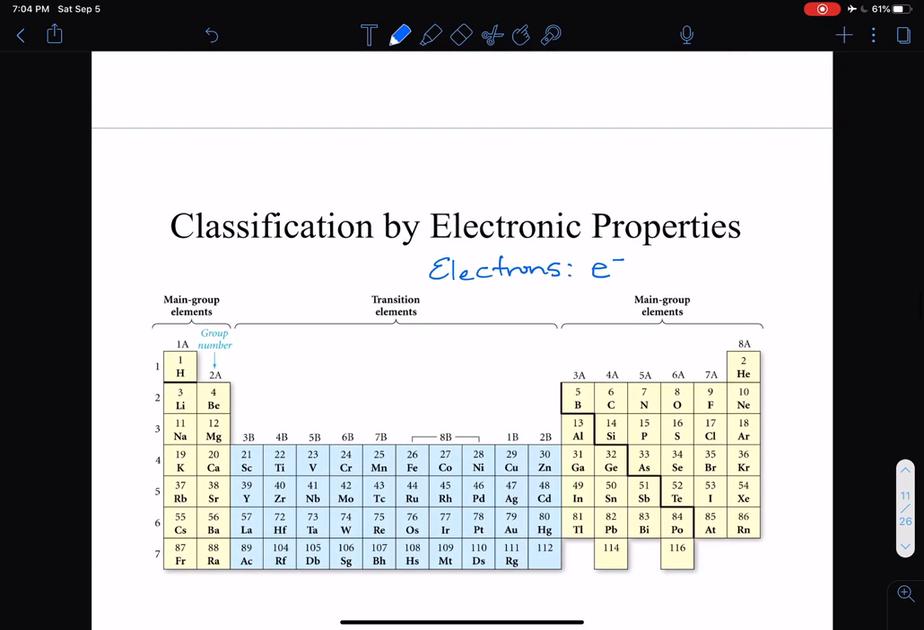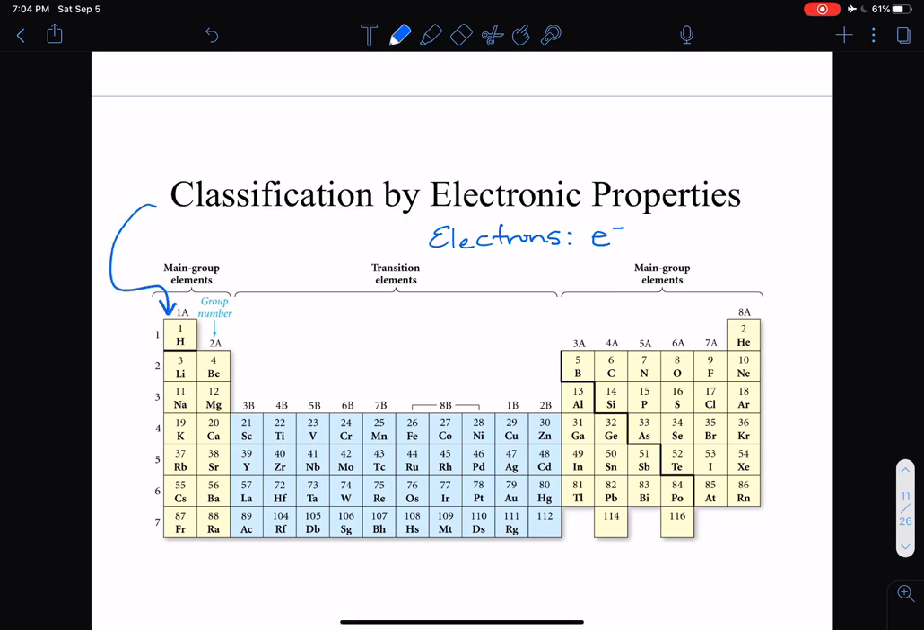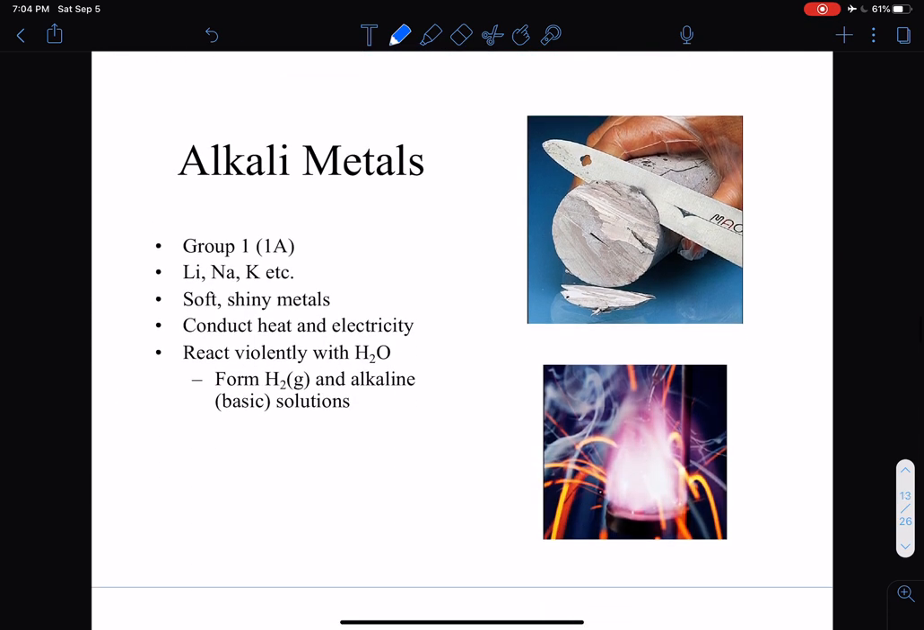So group 1 or 1A, this is this one right here. Those are called the alkali metals. Alkali is also called alkaline sometimes. And alkaline is the same thing as saying basic, which is the opposite of acidic, and that would make sense that these elements are going to create a basic solution when they're put in water. These are soft, shiny metals, and they conduct heat and electricity, and they also react violently with water.